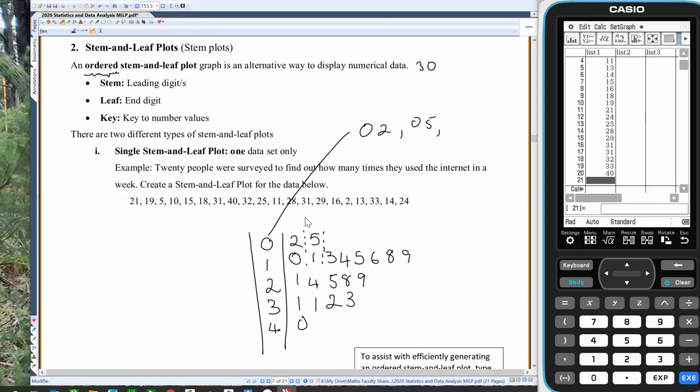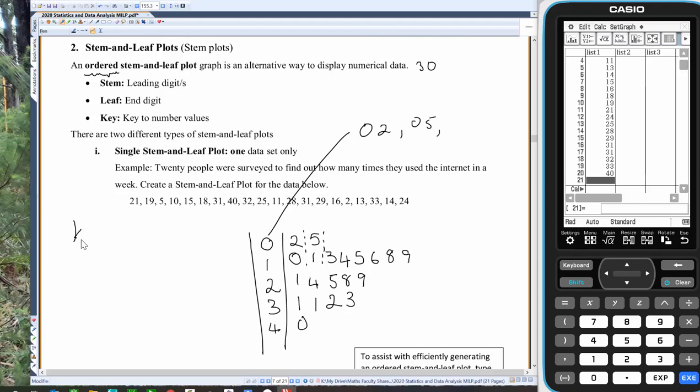And what we can quickly see from the display is that the most common group of number of times the internet was used was between 10 and 20 times, okay? And we can quickly see that, like that's the biggest bar there, okay? So a couple of things that we need to do.